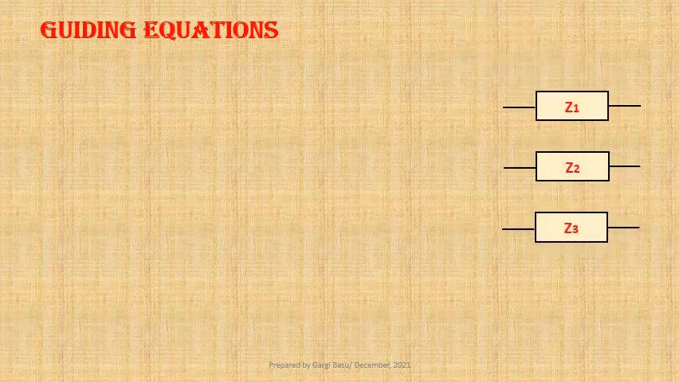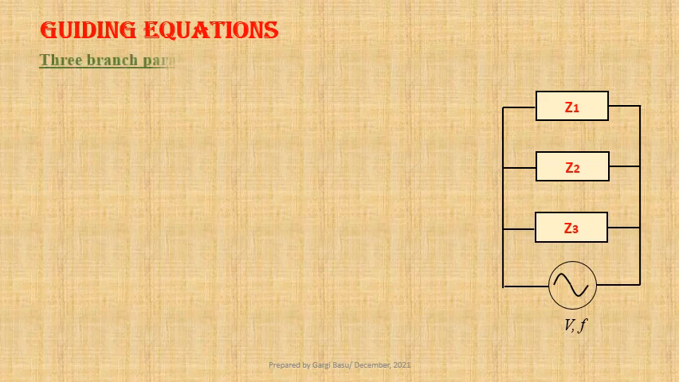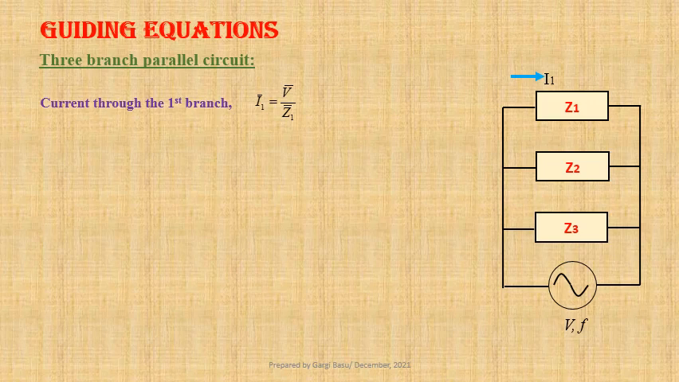When three impedances Z1, Z2 and Z3 are connected across a common single phase AC power source, they form a three branch parallel circuit. Now current flowing through the first branch, I1 equals V divided by Z1, where V is the supply voltage and Z1 is the impedance of the first branch. I1 may be written as V into Y1, where Y1 is the admittance of the first branch. Y1 equals 1 upon Z1.